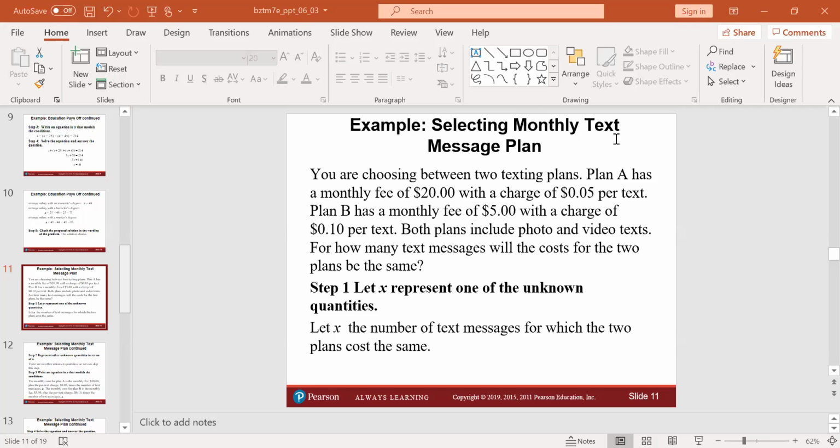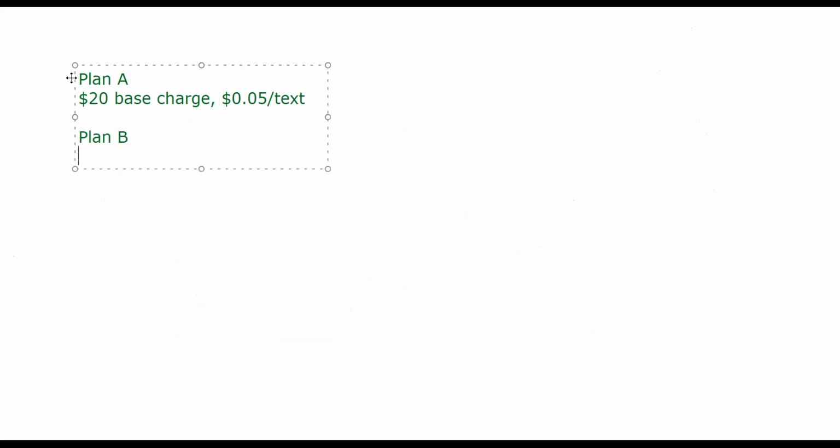Okay, so let's see here. Let's just type out what we've got. Plan A was a $20 per month base charge. You're going to pay that no matter what. After that, they were 5 cents per text. Plan B was a $5 base charge. You're going to pay that no matter what. But they charged 10 cents per text.